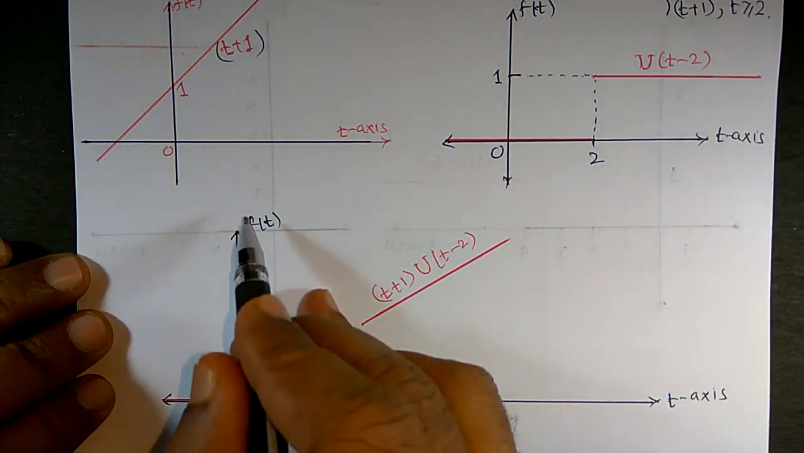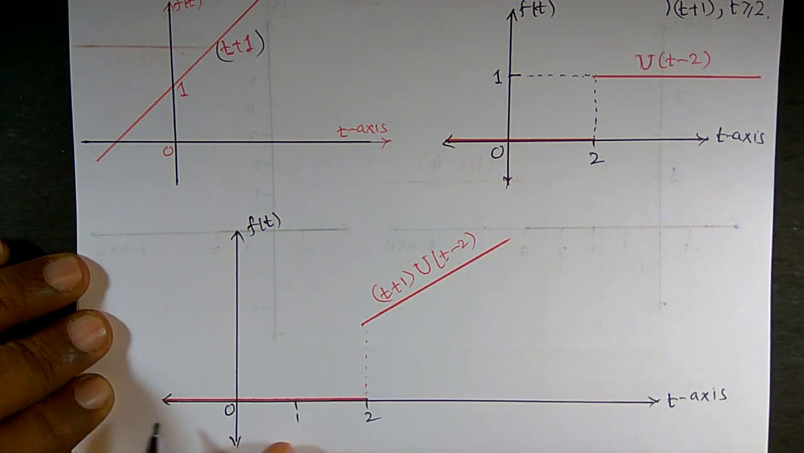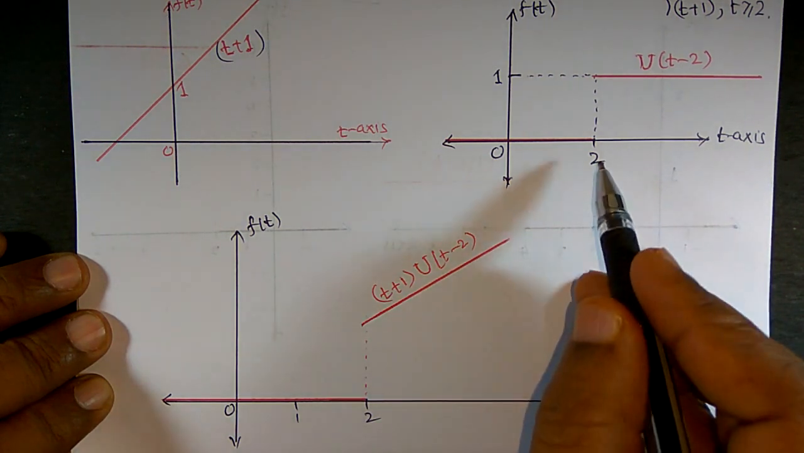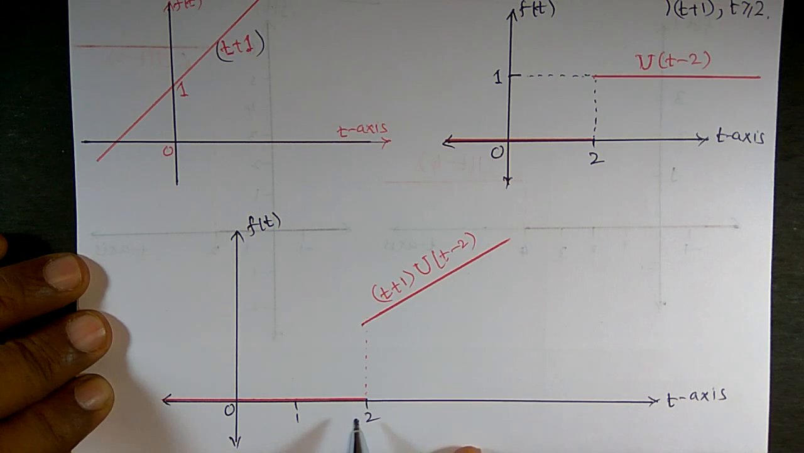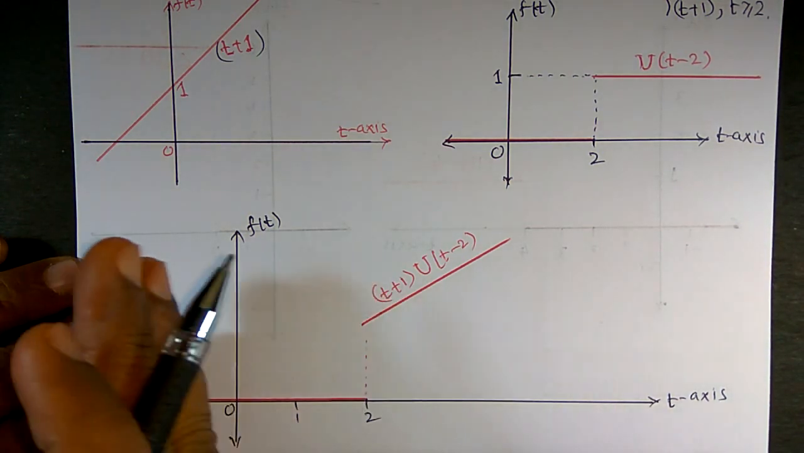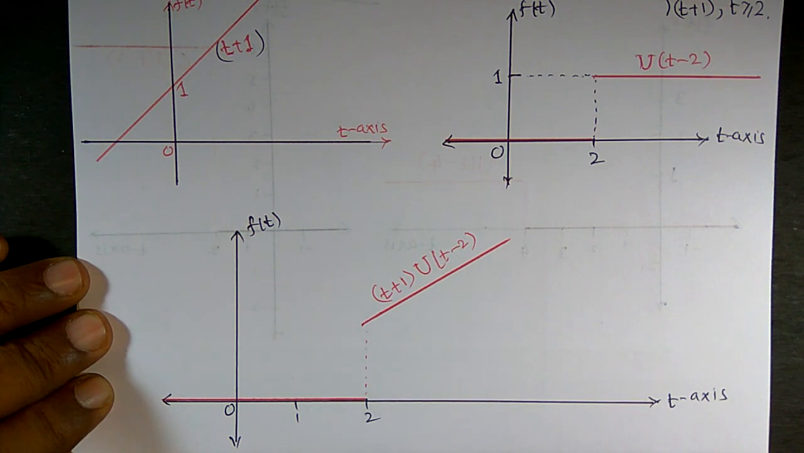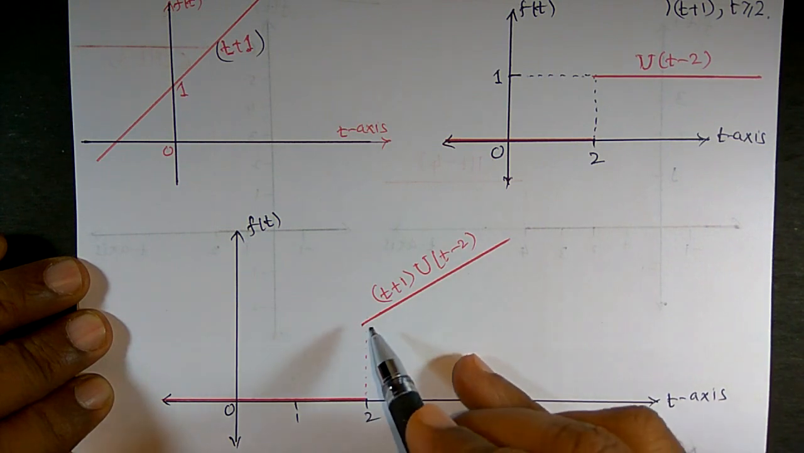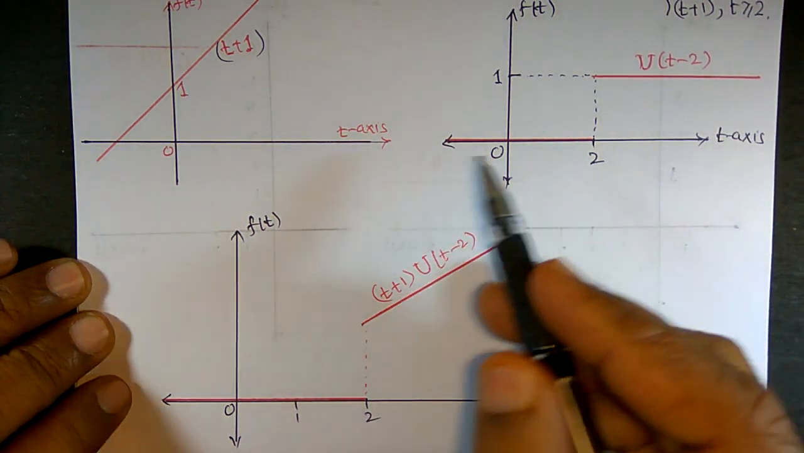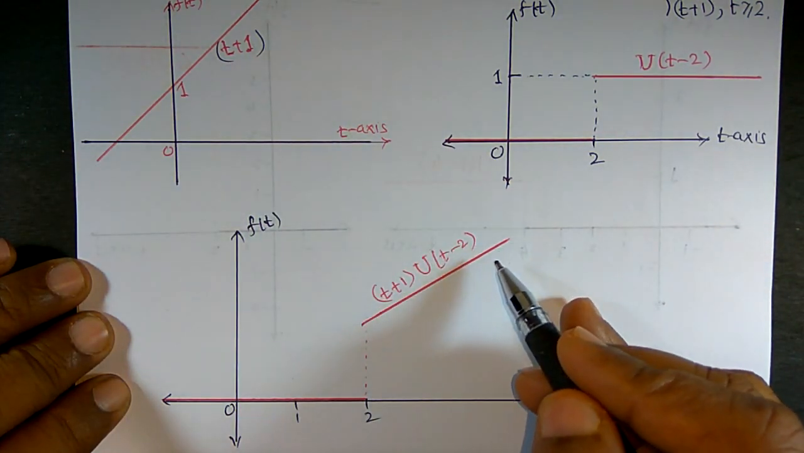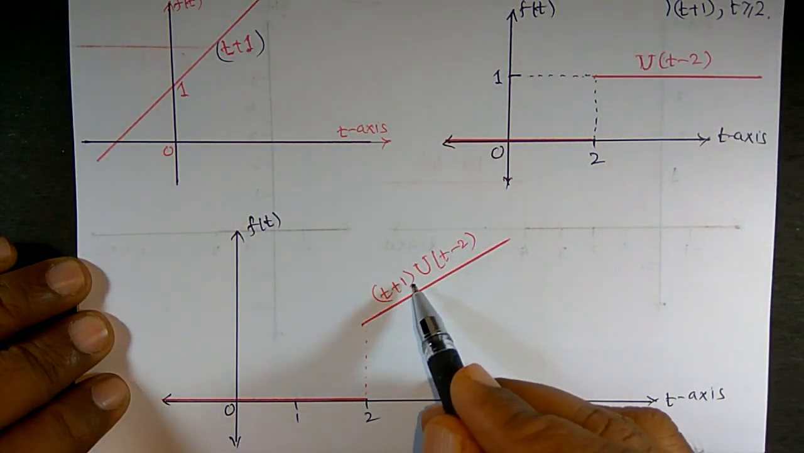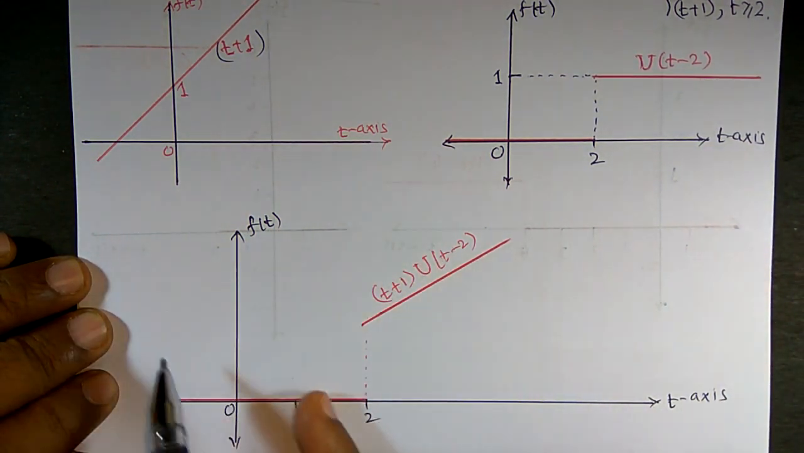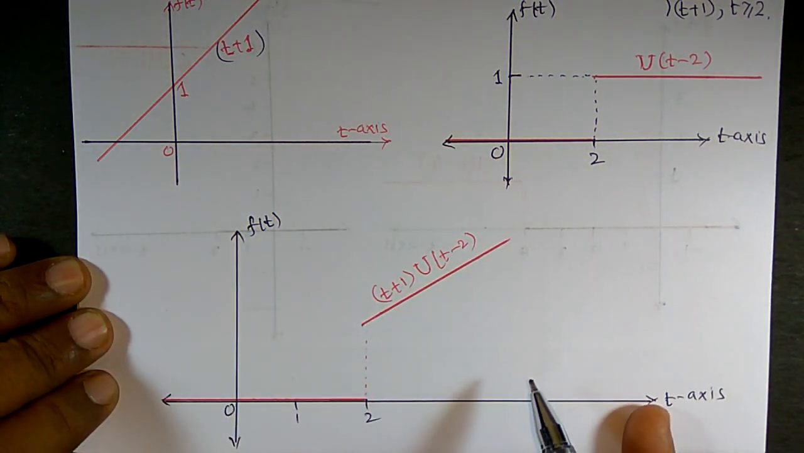So t axis, f of t axis, and again you can choose t on this axis, right? So t may be less than 2. When t is less than 2, this part of the curve vanishes, right? When t is greater than or equal to 2, the straight line will be visible. Straight line means t plus 1 is visible. So that's why it is denoted by t plus 1 into u of t minus 2. So this is the resultant graph.